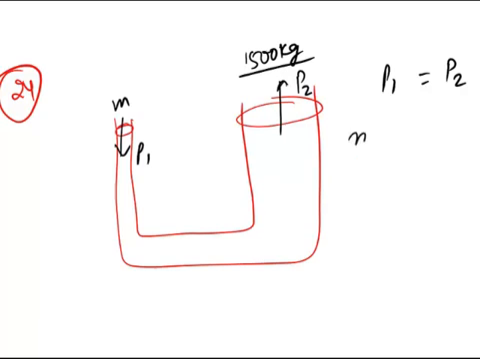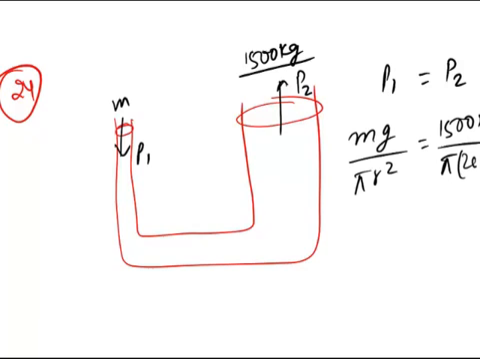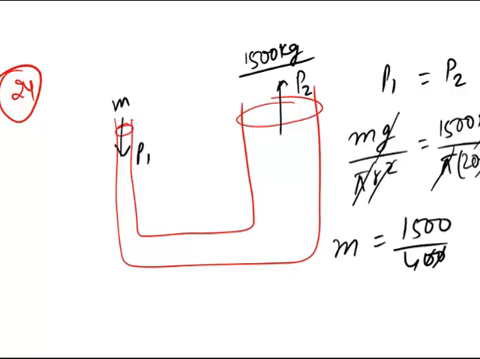pressure here is increased by mg, the force, divided by area pi r square, and pressure here is increased by 1500 kg into g, that is the force applied, divided by area, pi into 20 r whole squared. So here g gets cancelled, pi gets cancelled, r square gets cancelled, and m comes out to be simply 1500 over 400, that is 3.75 kgs. So just a weight of 3.75 kg is enough to lift a weight of 1500 kgs.